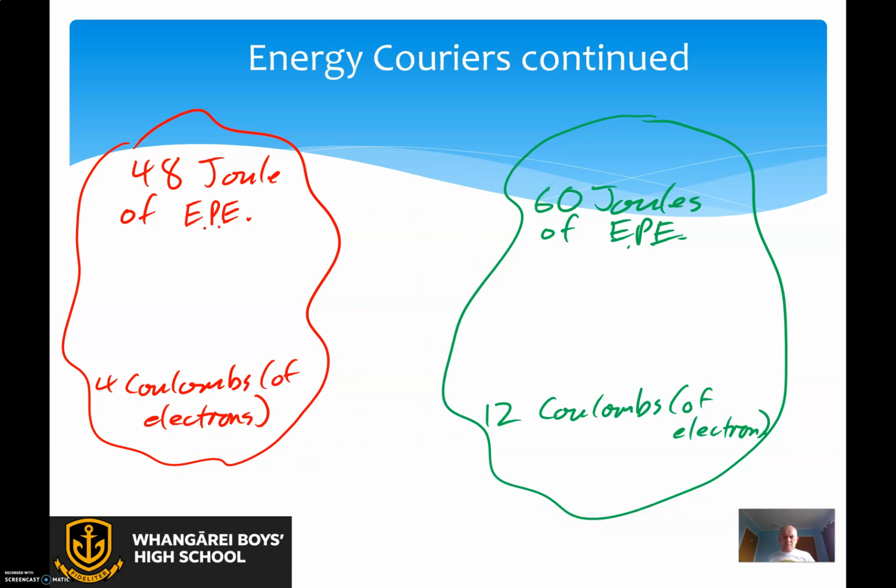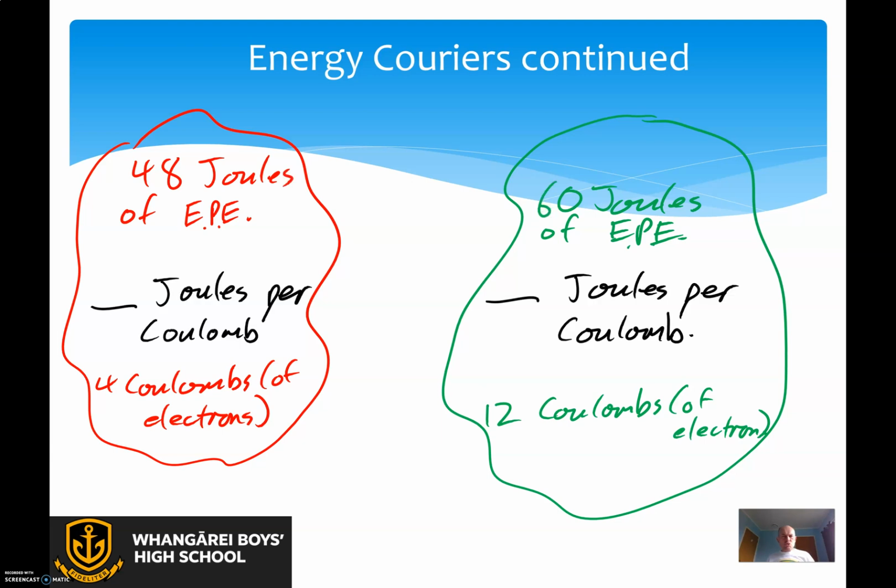To do that, we look at how many joules are on each coulomb. On the left-hand side, we've got 48 joules on 4 coulombs. On the right-hand side, we've got 60 joules on 12 coulombs. And using our primary school mathematics, we know that there's 12 joules on each coulomb on the left-hand side, 5 joules on each coulomb on the right-hand side, and then we can do a comparison with the electrical potential energy difference meter, or joules per coulomb meter.